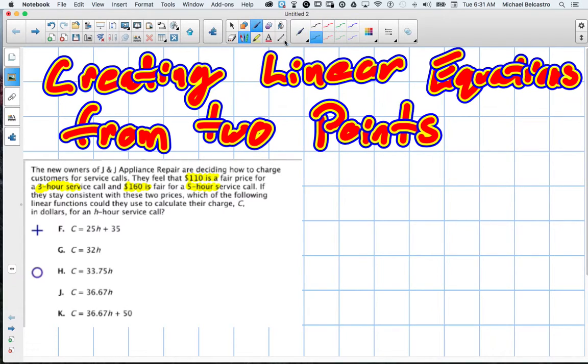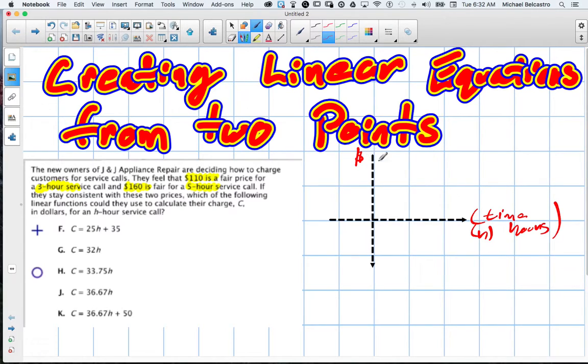So, if we were to plot something like this, hours, which is time, is usually always independent. So our time in hours, which they've called H, is on the x-axis, and our dollar amount is on the y-axis. The first coordinate is 3 hours, and it costs $110. And then they have another coordinate, we're just estimating here. At 5 hours, it costs $160.